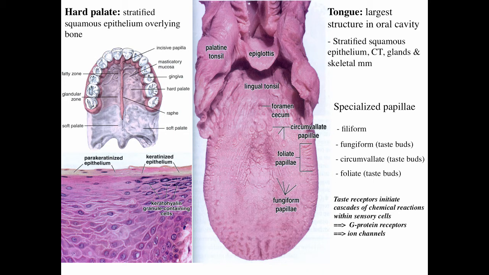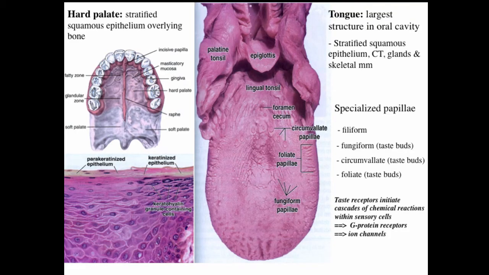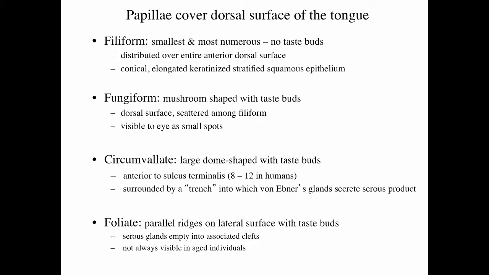Taste receptors initiate cascades of chemical reactions within specialized sensory cells in the taste buds, and these often involve G-protein receptors or ion channels. As we've suggested, the papillae cover the dorsal surface of the tongue. The filiform papillae are the smallest and most numerous. They are not associated with any taste buds. The filiform papillae are distributed over the anterior surface of the tongue. They have a conical, elongated, keratinized, stratified squamous epithelium.